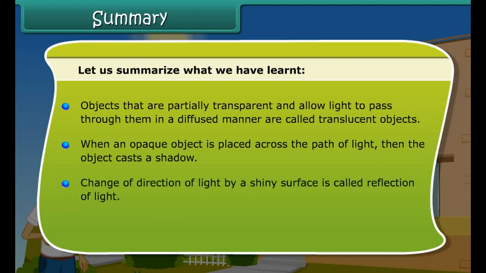Objects that allow light to pass through them are called transparent objects. Objects that do not allow light to pass through them are called opaque objects. Objects that are partially transparent and allow light to pass through them in a diffused manner are called translucent objects. When an opaque object is placed across the path of light, then the object casts a shadow. Change of direction of light by a shiny surface is called reflection of light.